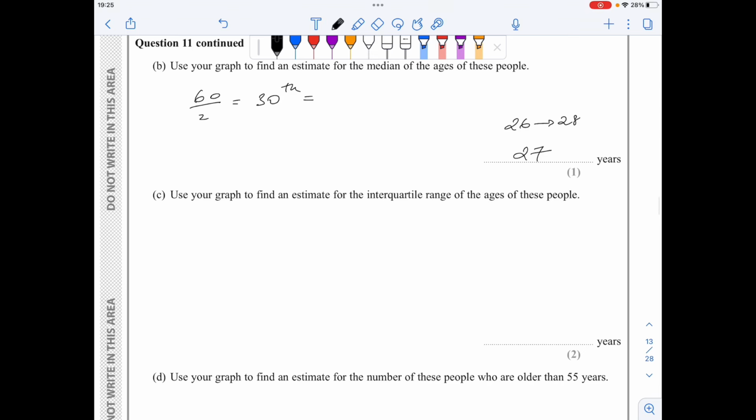For part C, I need to find the interquartile range. Now, interquartile range is Q3 minus Q1. So first I'll have to calculate Q1 and Q3. Now, Q1 is a quarter of 60, which is 15. So I need the 15th observation. And for Q3, I need 3/4 of 60, which is 45. So I need the 45th observation.